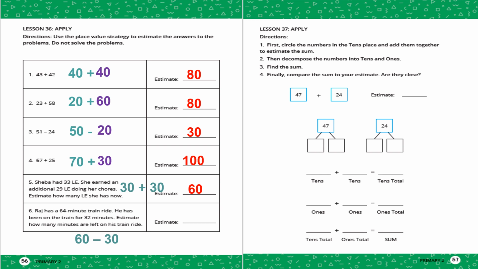32 is between 30 and 40. Look at the ones. Ones is 2. So we will stay in the same door. So 32 will be 30. 60 minus 30 equals 30.